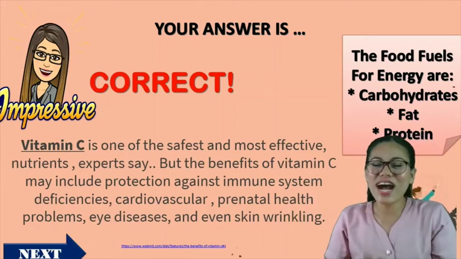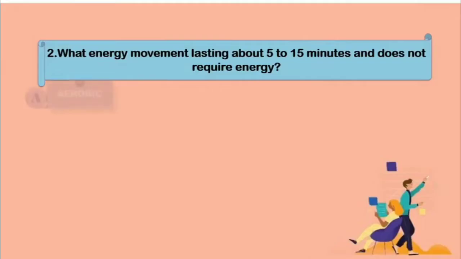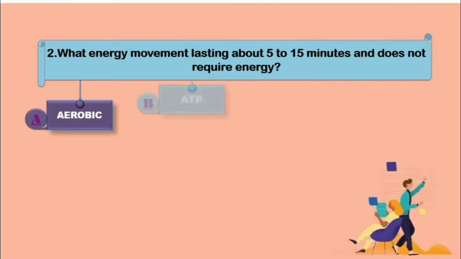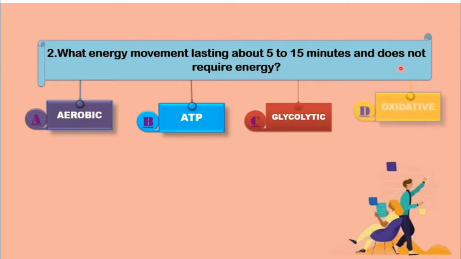Okay, so now, are you ready with our second question? Question number 2. What energy movement lasts about 5 to 15 minutes and does not require oxygen? A. Aerobic, B. ATP, C. Glycolytic, or D. Oxidative. So what is your answer? Okay, I will click your answer. Your answer is letter D, Oxidative. Wait for the result.